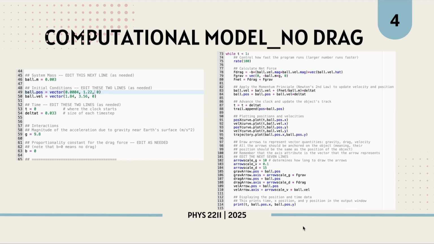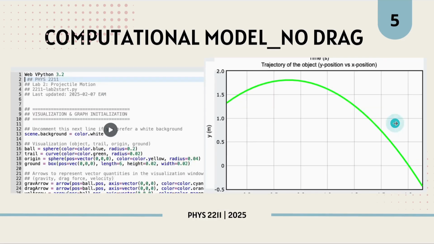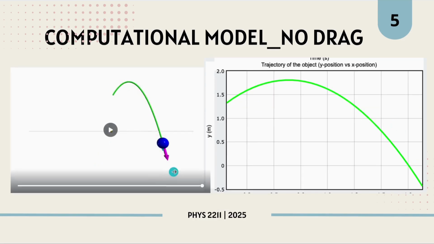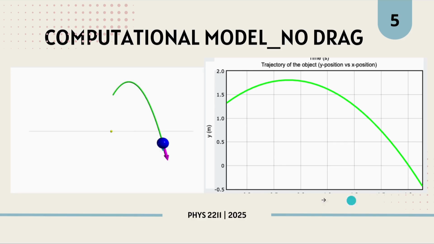The first computational model is the one without the drag force. For the initial conditions we have the mass of the ball and its initial position and velocity from the tracker, and we also have g equal to 9.8, and the b constant for drag force is equal to 0. For the while loop calculation, it ends at 1, which is the last time frame from the tracker, and for the net force calculation we have drag force and gravity applied. We also have the velocity and position update formulas, and as a result this is what we get. There are only the velocity arrow and the gravity arrow, there's no drag force arrow yet, and this is the graph for it.